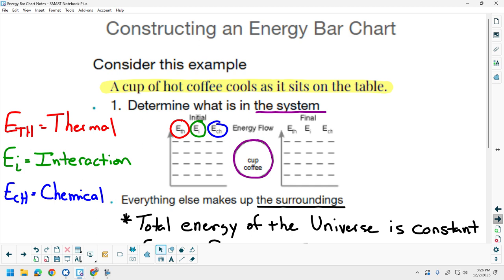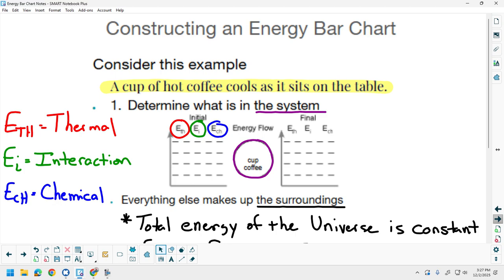Across the top of each one, we have E_TH, which represents our thermal energy, E_I, which represents our interaction energy, and E_CH, which represents our chemical energy. In between the two, we have our energy flow. So the circle, I said, represents the system. And for our example one here, we're looking at a cup of coffee. And so that is going to be our system. So we're going to look at energy. Is it moving in or moving out in this scenario? And then as it does, what amount of energy do we have for our three categories here at the end?